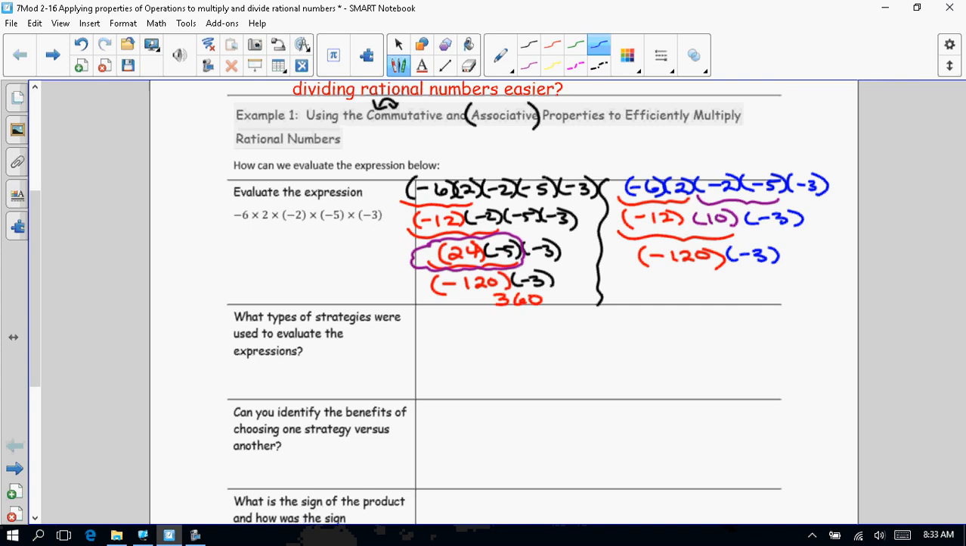All right, well, I know 3 times 12. 3 times 12 is 36. So I know that this is going to be 360. I have two positives, so my answer is positive 360. All right, so sometimes multiplying certain numbers together makes it easier for you.